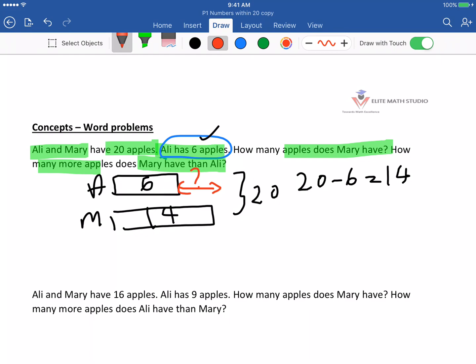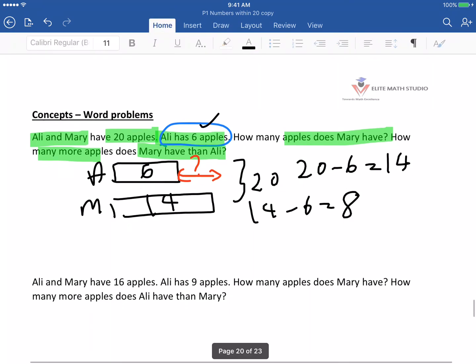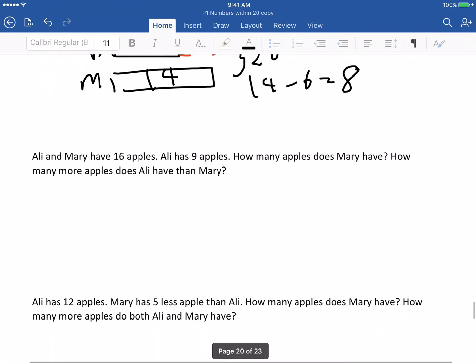Okay, so what you need to do, just take 14 minus 6, which equals 8. Okay, same thing as all this problem. Model representation will be very clear here. Next question.